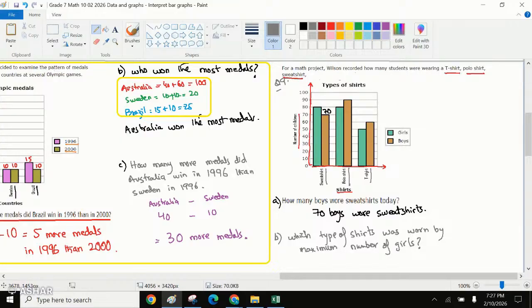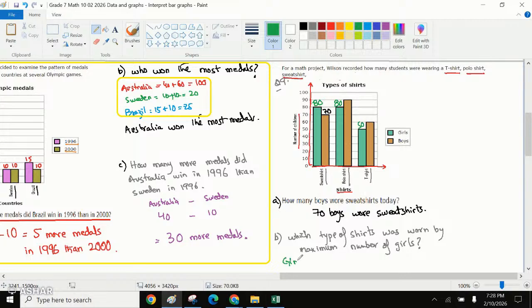So in this case, the first question they were like, how many boys wore sweatshirts? We look at the bar for sweatshirts and we follow the color code. That means 70 was there, right? Which type of shirt was worn by maximum number of girls? So the green represents the number of girls. Sweatshirt was worn by 80, right? Polo shirt was worn by 80 and t-shirts were worn by 50, right? So there are two choices for girls, right?